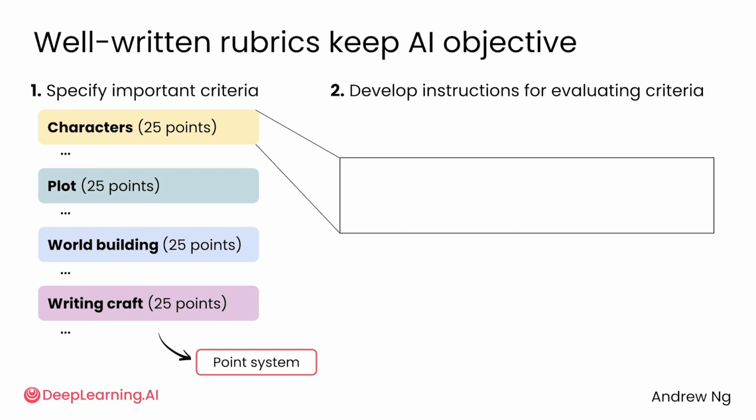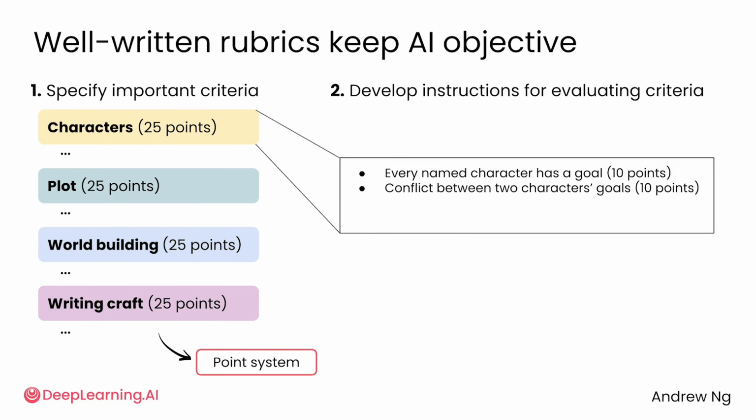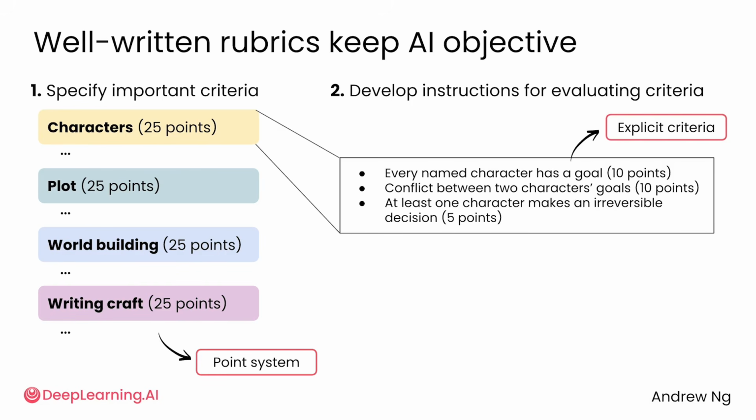So to evaluate characters, maybe ask if every named character has a goal, and that's worth 10 points, conflict between two characters' goals, and so on. And giving AI very explicit criteria on how to judge work forces the AI to be more objective. One thing to notice about these criteria is that each of them is very clearly and unambiguously defined. So for each text, each of these criteria is either true or false, yes or no, and there's nothing in between. So either it's true that every named character has a goal, or it's not true.